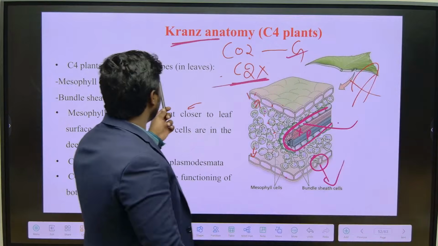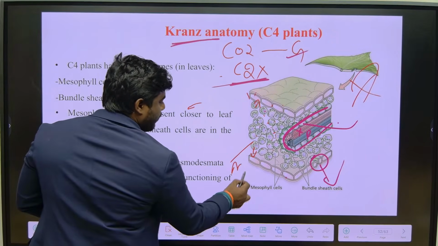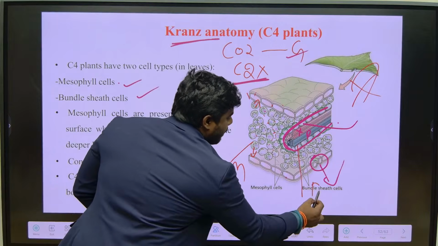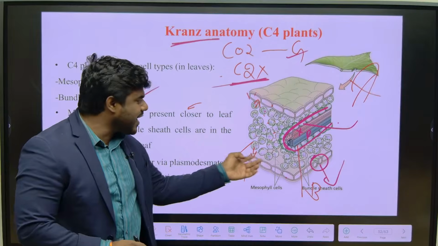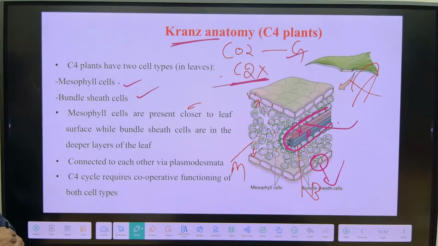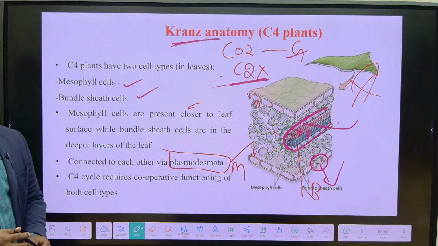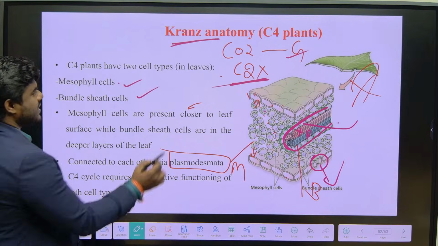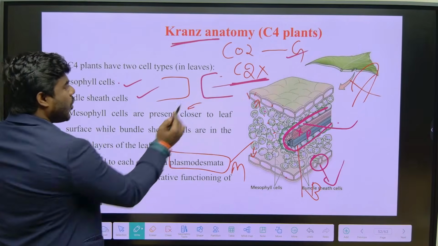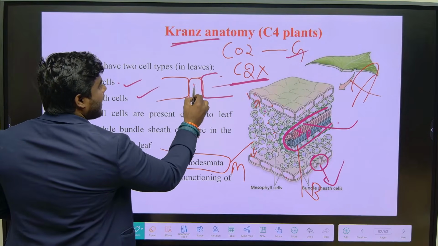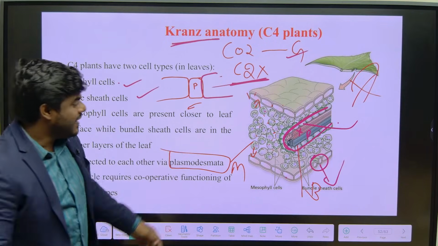But if the C4 pathway wants to work effectively, we require the cooperative function of both mesophyll as well as bundle sheath. Which means mesophyll and bundle sheath cells definitely have to connect with each other. How do they connect? Via plasmodesmata. What is plasmodesmata? Cytoplasmic bridge. Correct? See, this is the cytoplasm of the mesophyll cell, this is the cytoplasm of the bundle sheath cell. Both are connected with each other via plasmodesmata. Without connection, it is impossible. The C4 pathway never takes place.